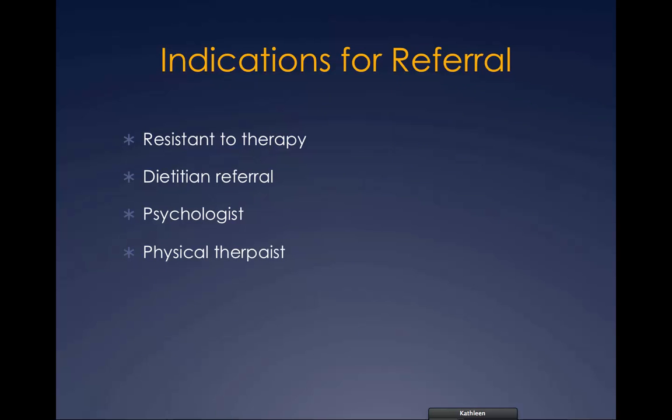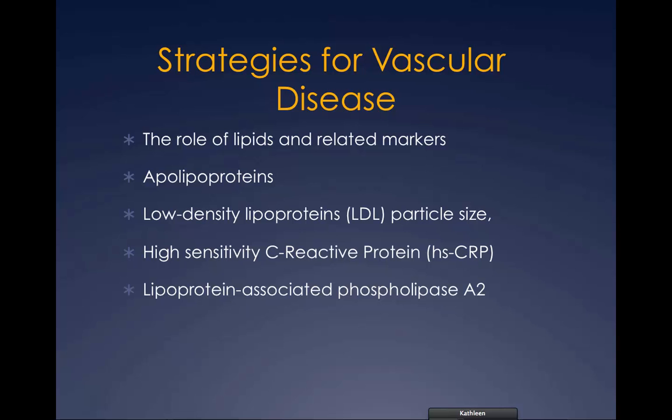Indications for referral are those individuals resistant to therapy, dietitian referral, with which you really want to get them to a nutritionist right away. Psychologists, a lot of patients may be depressed and that's why they're overweight. So make sure that you address that. And physical therapists, especially if they're inactive, and physical therapy could help with developing an exercise program that's safe for your patient.